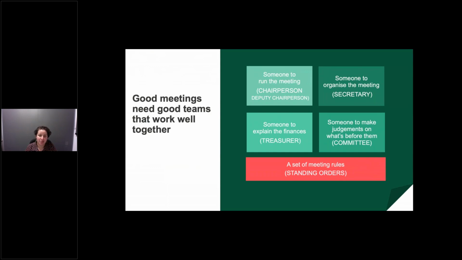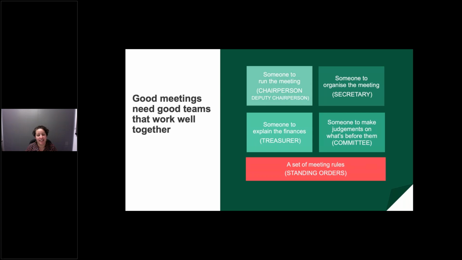In addition to the chairperson and the deputy, you'll also have a secretary, a treasurer, and a number of general or ordinary committee members, whatever term is used in your constitution. So essentially that means that they're committee members that don't have a specific role of the ones listed there. So these are some of the general roles of the people who attend your committee meetings.